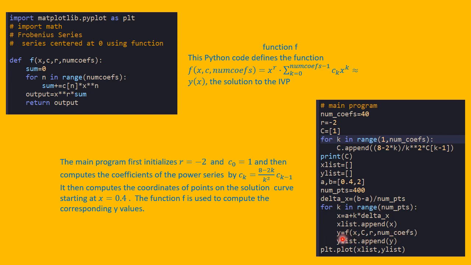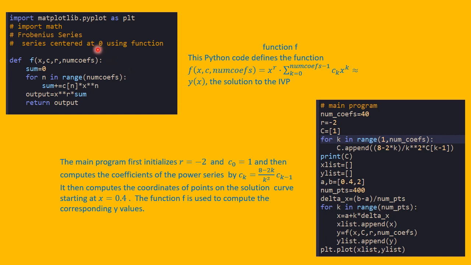After we compute this y corresponding to that value of x, we append that to y list. After this loop is finished, goes through 400 times basically, we then plot x list versus y list.